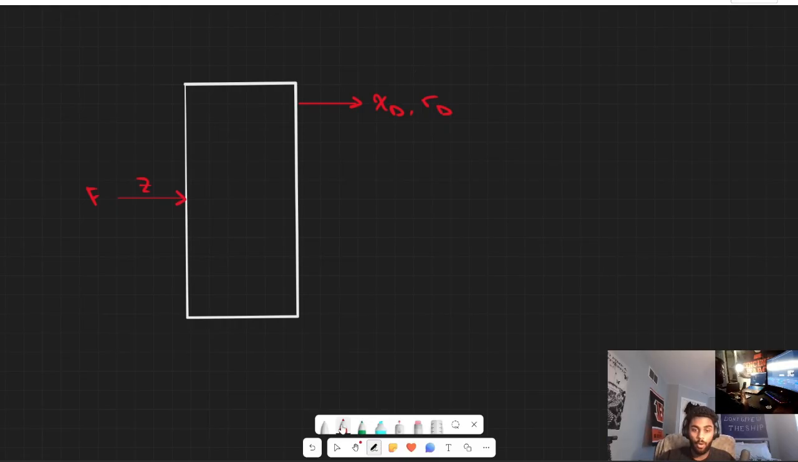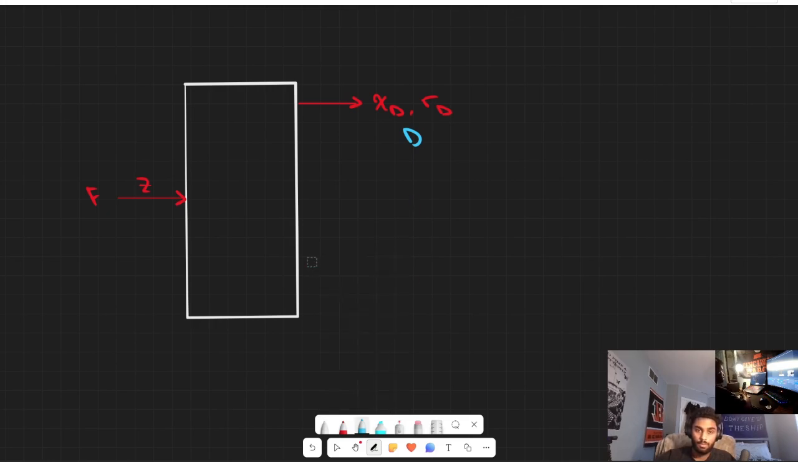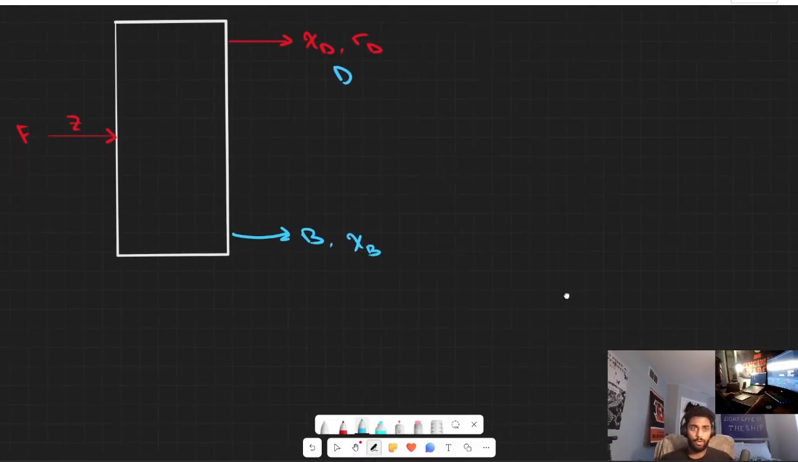Now what I don't know yet, and I'll use a different color to demonstrate that, is what's my distillate flow rate. And then coming out the bottom, what's my bottom's flow rate and what's my bottom's composition. So these are things that are still unknown. A very good starting place for calculating some of these values is setting up a mass balance.